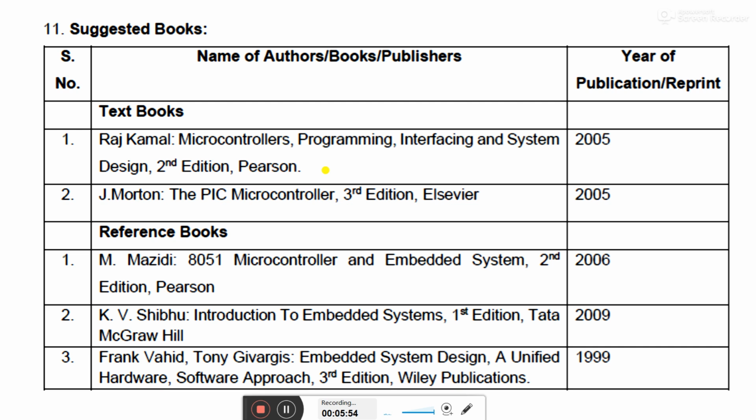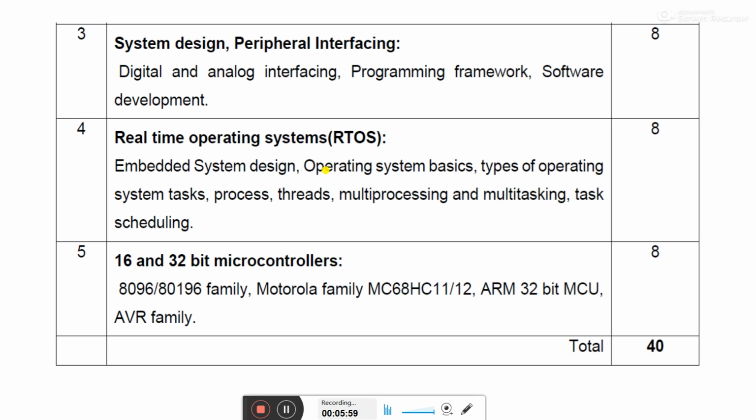So what is the advanced in this case? Advanced is the real-time operating system, and the 16 and 32-bit microcontrollers. So this syllabus is basically a complete course on embedded system design. After the completion of this course, you will be able to design a simple microcontroller based embedded system, which can be used for a simple task or a dedicated task.